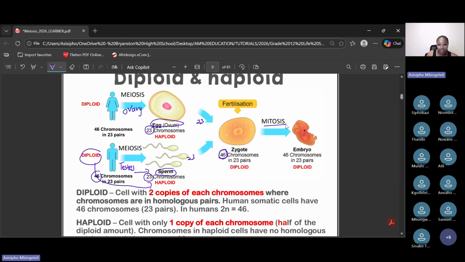by mitosis. What do I mean by that? When mitosis takes place, remember, it maintains the chromosome number. So any cell division of mitosis that takes place in the cell, it will be a cell with 46 chromosomes, which will divide to form two cells, which will also have 46 chromosomes each. Remember, in meiosis, we are halving the number of chromosomes. In mitosis, we maintain the number of chromosomes.